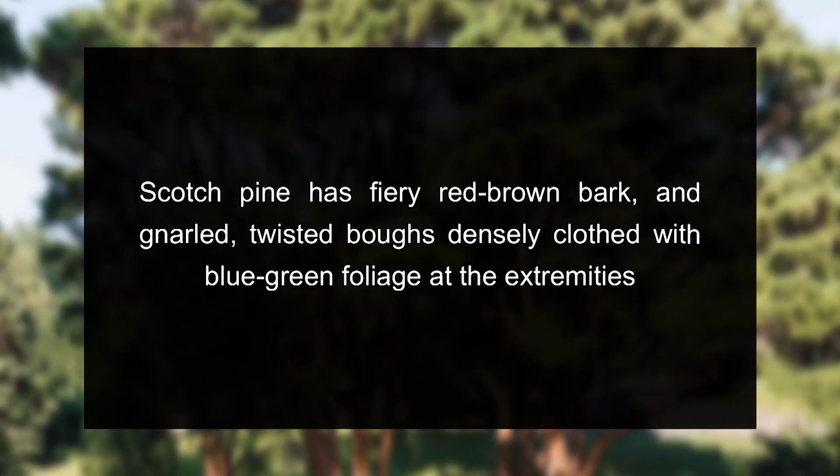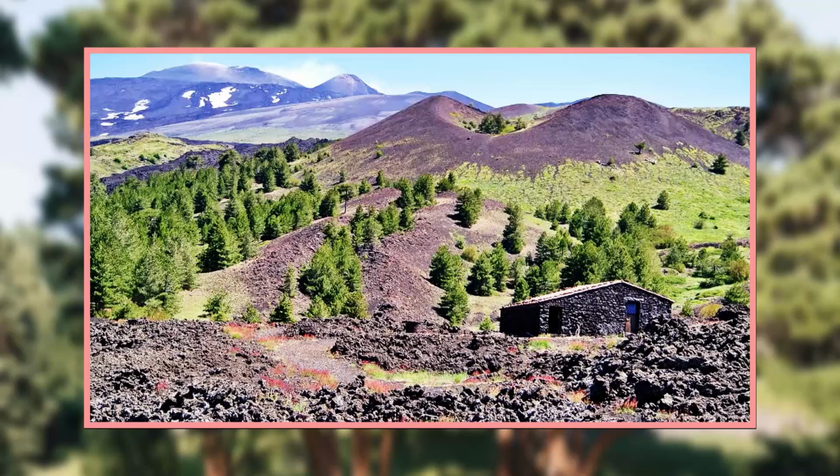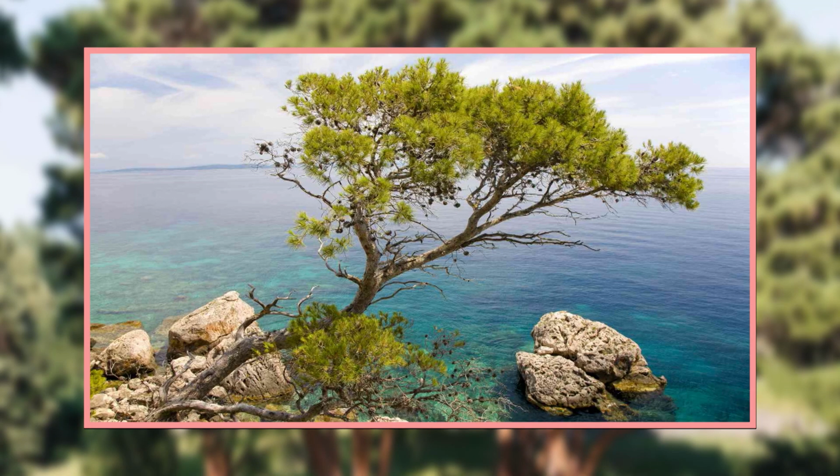It is conical in youth and acquires a mushroom-shaped crown at maturity and has a straight trunk as much as 1 meter in diameter. It has fiery red-brown bark and gnarled twisted boughs densely clothed with blue-green foliage at the extremities. Scotch pine occurs in varying abundance from Finland and Sweden to the mountains of Spain and higher slopes of Mount Etna, and longitudinally from shores of North Sea to Siberia. Economically, it is valued for timber and also for turpentine and tar.